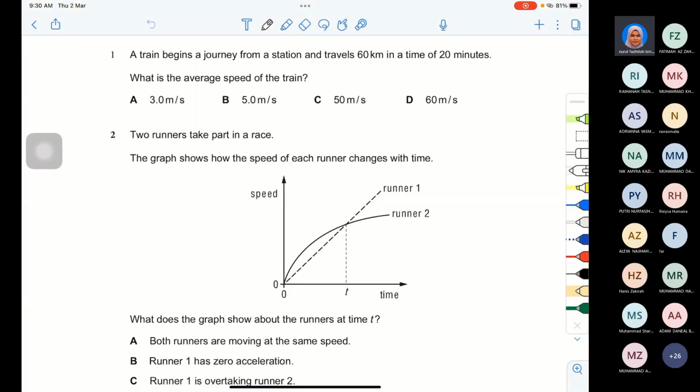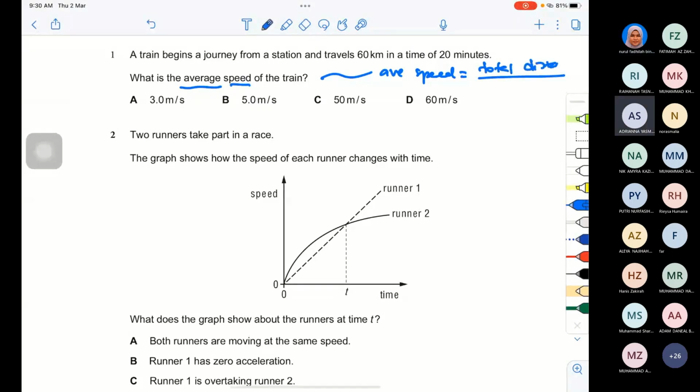What is the average speed of the train? So kat sini dia guna soalan average speed. So what is average speed? Tadi formula dia. Average speed is total distance over total time. Okay, so this one is very direct question.